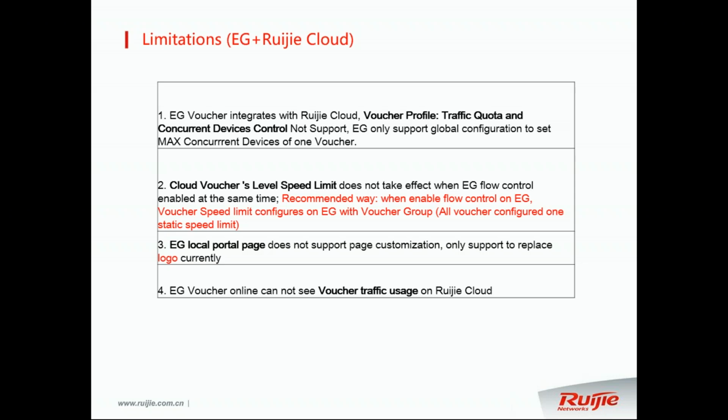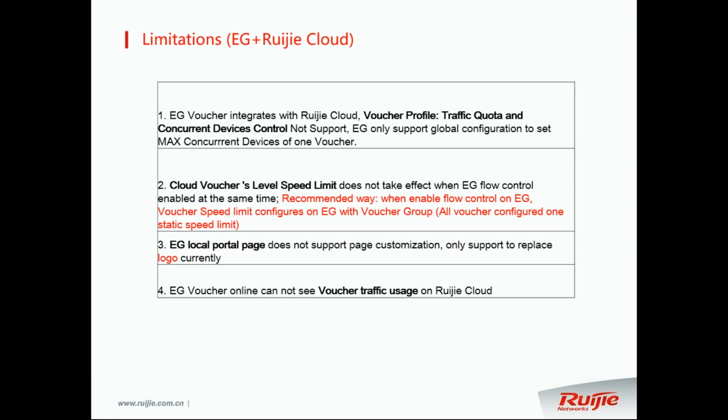Okay. Traffic quota means how much traffic the end users can use. Because this part has some association with the fourth one: the EG voucher online cannot see voucher traffic usage on Ruijie cloud. Can I understand this to mean the user cannot know how much traffic they have used? Yes. Okay.